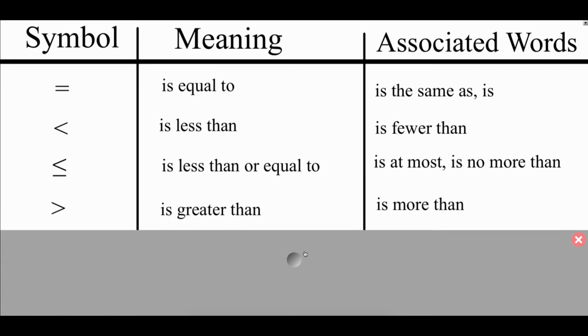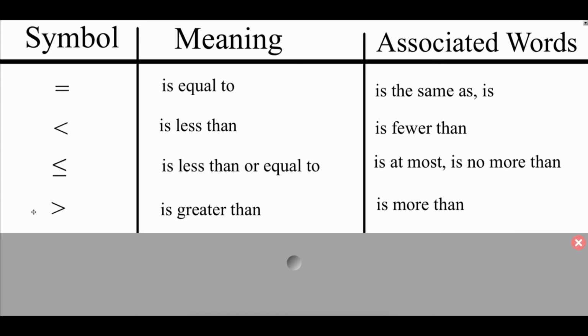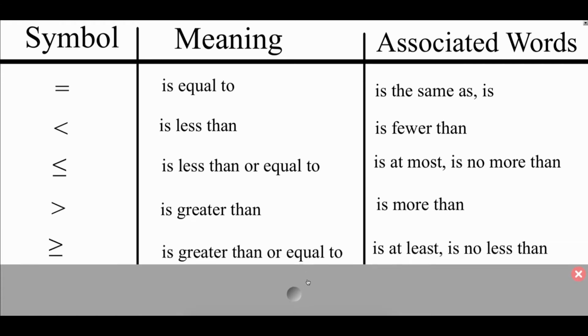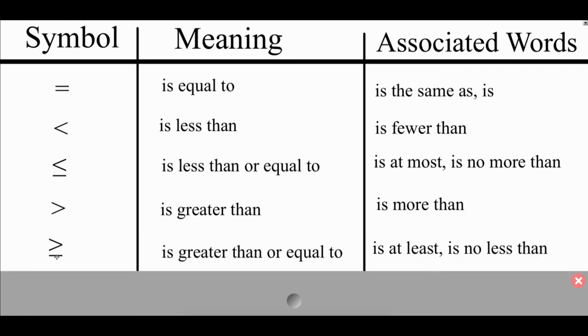Now, if we flip that arrow so that it's pointing the other way, that's our greater than symbol. It means that the expression on the left-hand side is bigger than the expression on the right-hand side, or we could also say it's "more than." Again, putting that line underneath changes it, so now instead of just greater than, it's greater than or equal to. We could also say it is "at least" or "no less than."